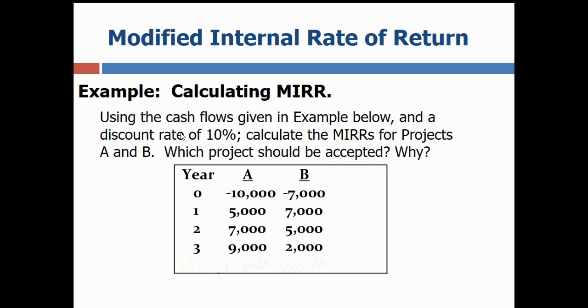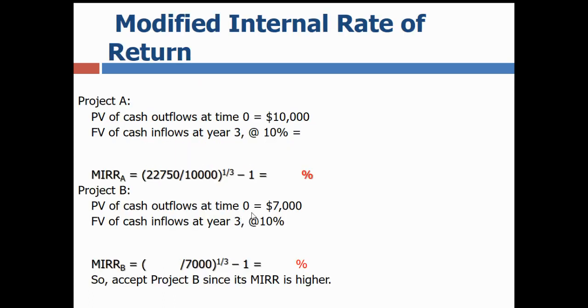You add 1 in front because you are adding back the capital. So 5,000 times 1.1 to the power of 2, plus 7,000 times 1.1, because it's power of only 1, plus 9,000. That is how you calculate your terminal value. If you add up all that, you should be getting 22,750. So that is your terminal value.